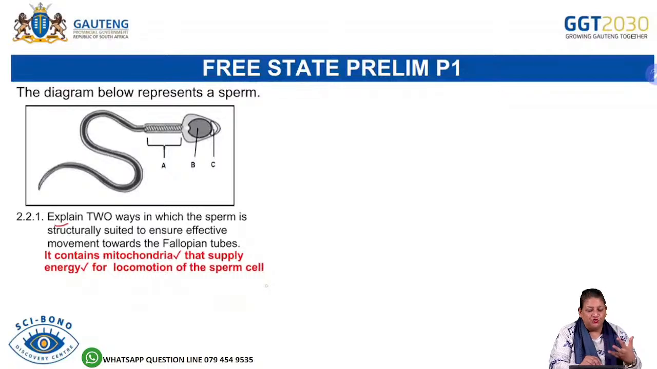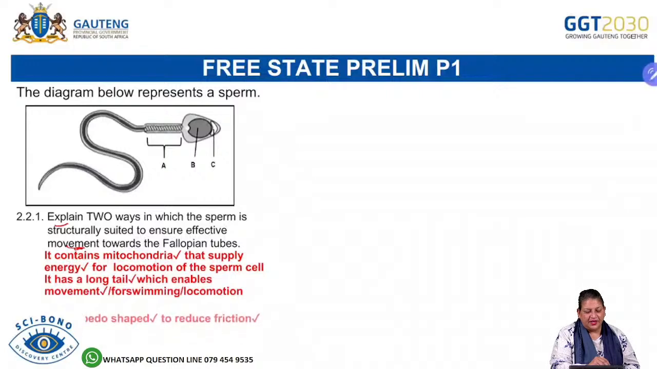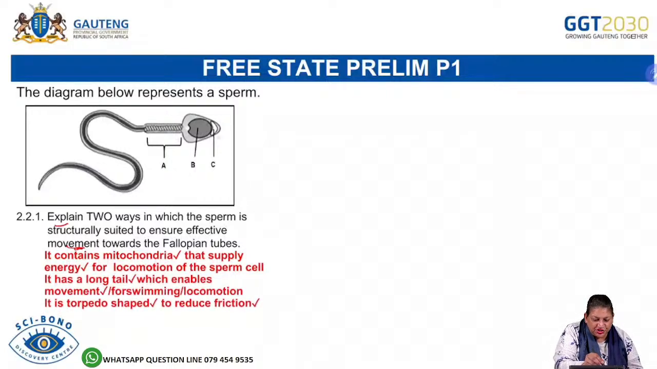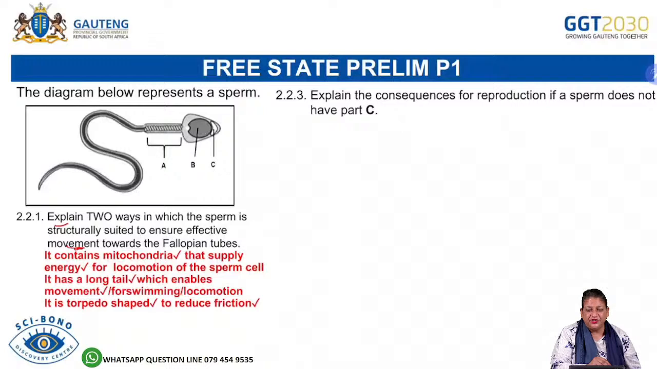What's locomotion? Movement. Because they are saying, what are the ways in which the sperm cell can move towards the fallopian tube for movement? So it contains mitochondria to give it energy to move. It has a long tail to enable movement. It has a torpedo-shaped head to allow movement without causing friction. Can you see that? It's torpedo-shaped to prevent friction, so it can move without causing friction.